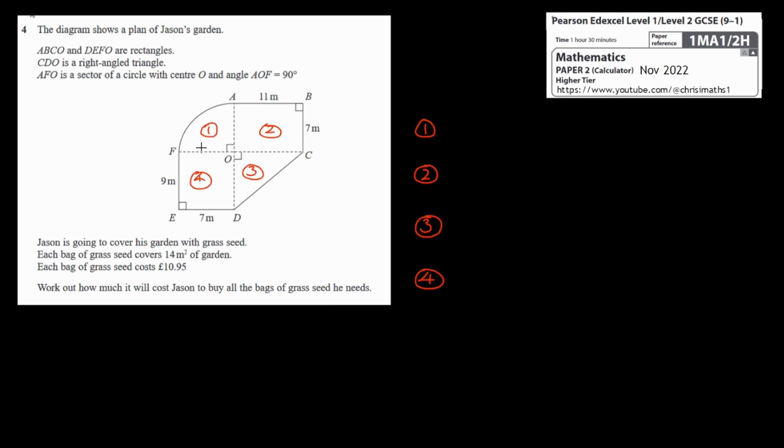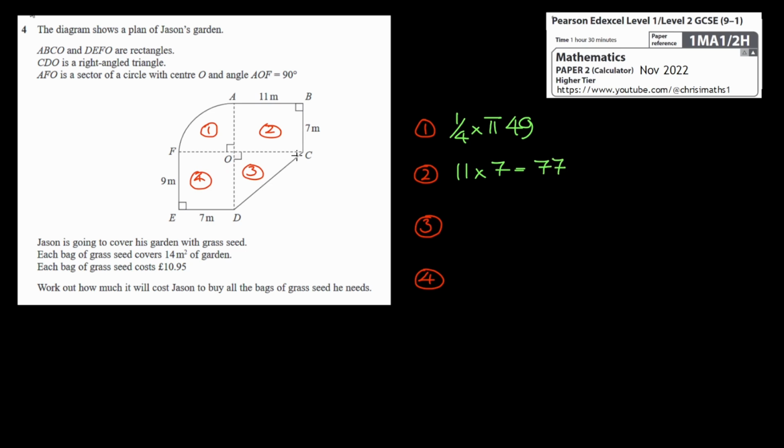Area 1 is a quadrant of a complete circle, the radius being 7. Vertical side 7, horizontal side 7. So area 1 will be a quarter multiplied by pi r squared, which is pi multiplied by 49. Area 2 is a simple rectangle. This will be 11 multiplied by 7, which is equal to 77.